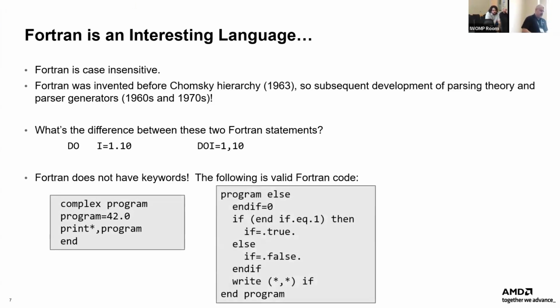Even worse, this is also valid Fortran. So you can write program else, end if equals 0, if end if equals 1, then if equals true, else if equals false, end if, write if, end program. If you put Flang or gfortran into Fortran 2019 mode, with free-form Fortran, this is not accepted, but there's old fixed-form Fortran code out there, which was written initially on punch cards. That's where this is still acceptable, okay?